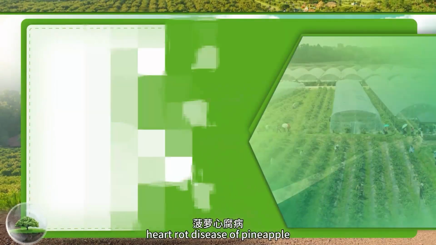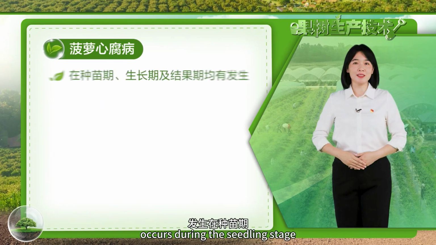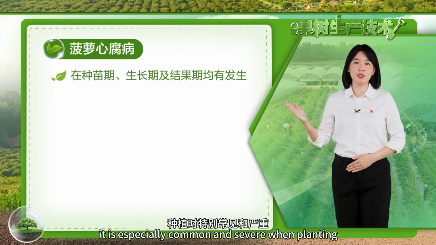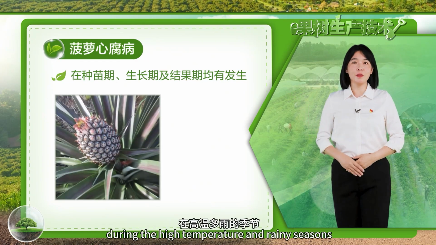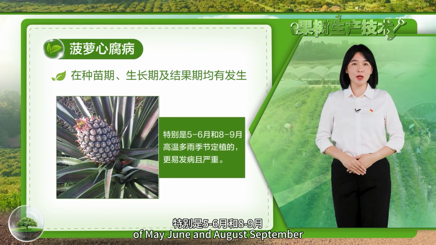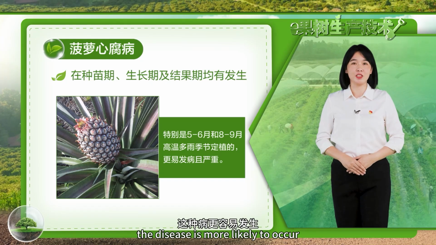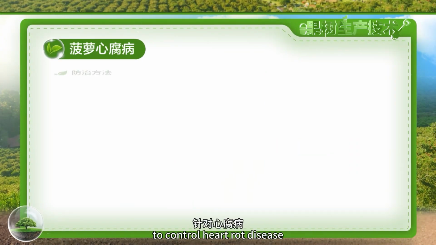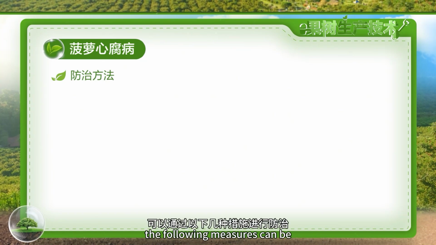Heart rot disease of pineapple occurs during the seedling stage, the growth period, and the fruiting period. It is especially common and severe when planting during the high temperature and rainy seasons of May, June, August, and September. The disease is more likely to occur and be severe during these times. To control heart rot disease, the following measures can be taken.